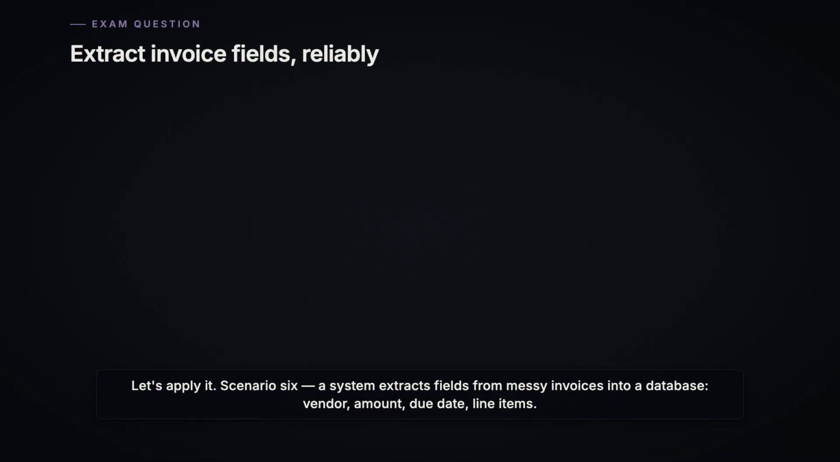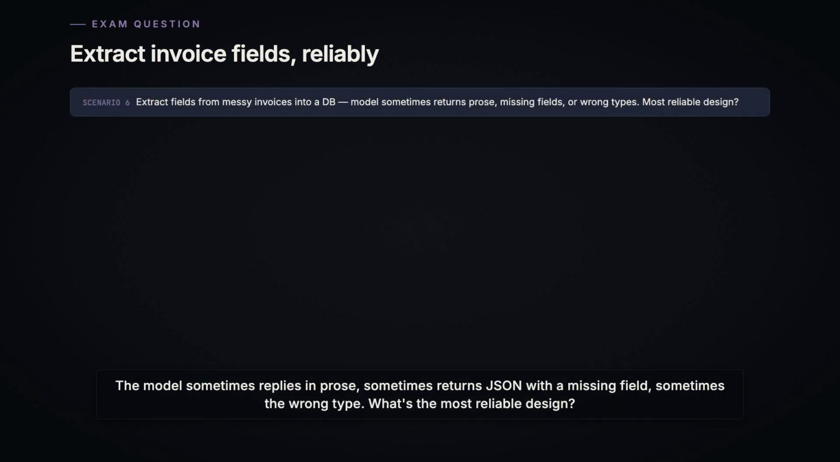Let's apply it. Scenario 6. A system extracts fields from messy invoices into a database: vendor, amount, due date, line items. The model sometimes replies in prose, sometimes returns JSON with a missing field, sometimes the wrong type. What's the most reliable design?